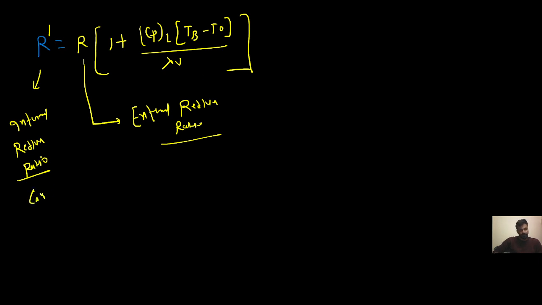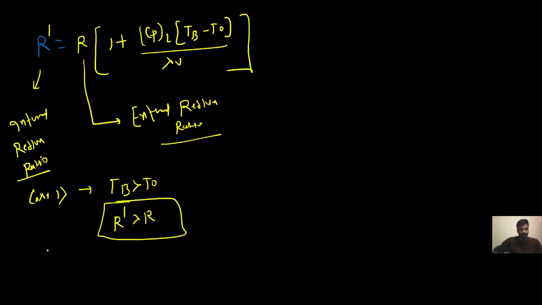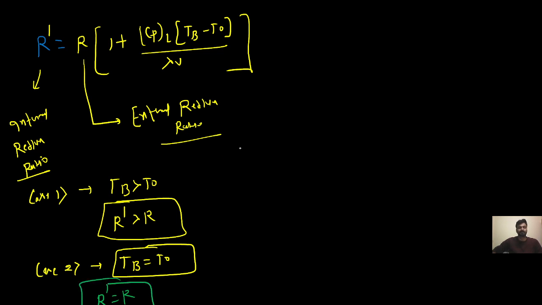So I am assuming case first. If Tb is greater than T naught, then R dash is greater than R, right? R dash will be greater than R if Tb is greater than T naught, because Cpl by lambda V is positive, so it is 1 plus something. And case 2: if Tb is equal to T naught, if the feed is at its bubble point, it is very important, and that happens most of the time in the distillation column. So R dash is equal to R.